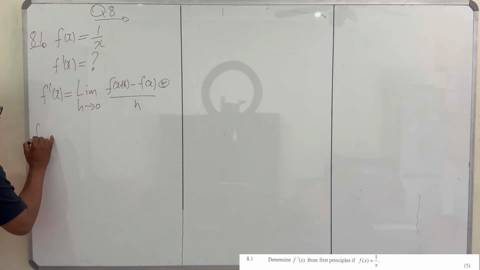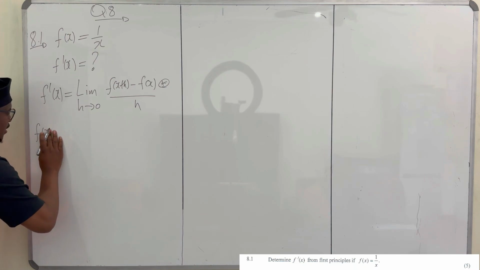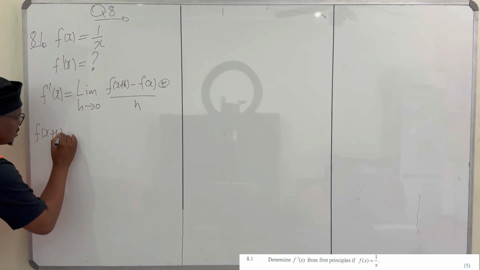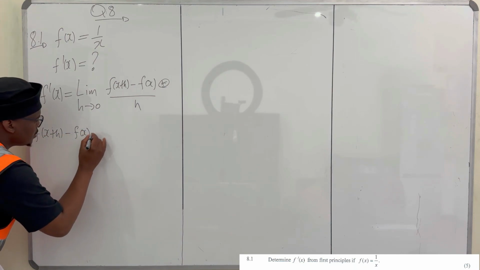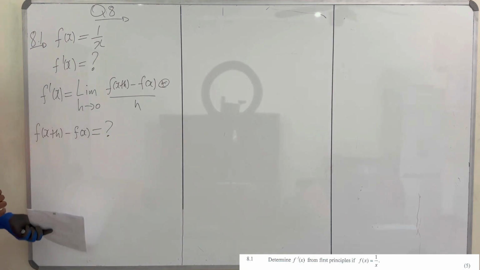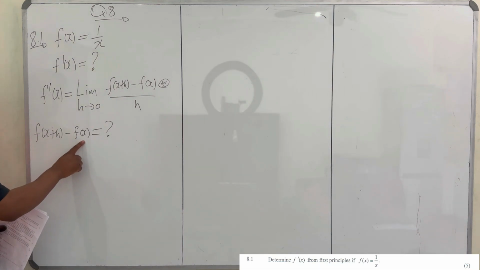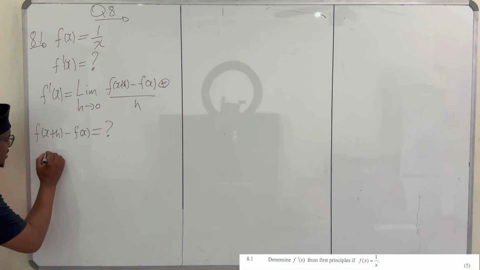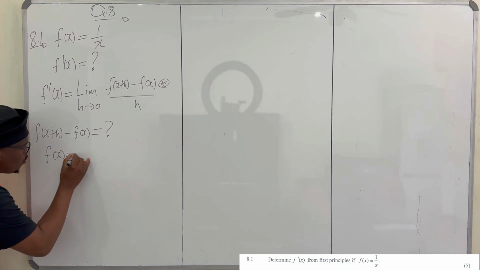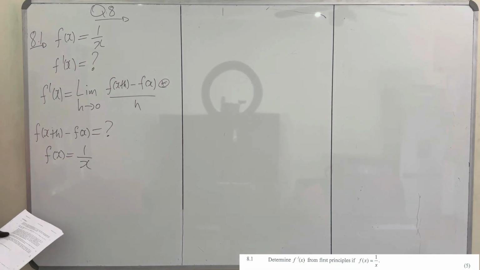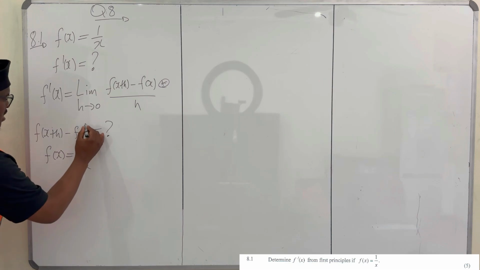The first thing that we should do is find this top part here. So let's find f of x plus h minus f of x. That is what we need to find, right? What is f of x? f of x was given: f of x is equal to 1 over x, right? No problem. So we found this part.